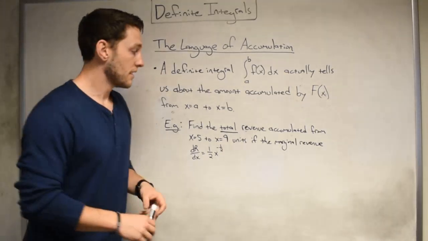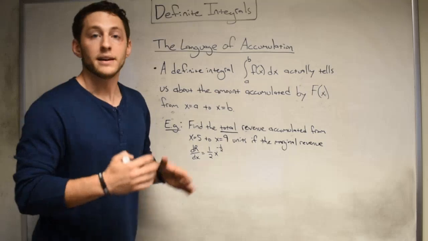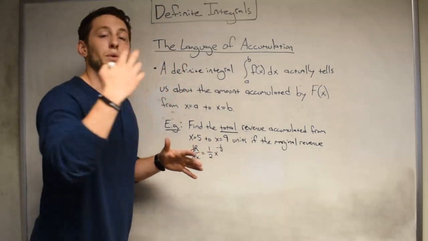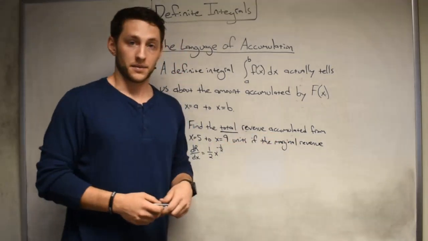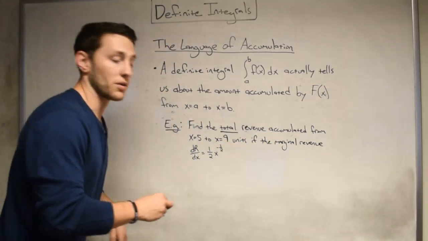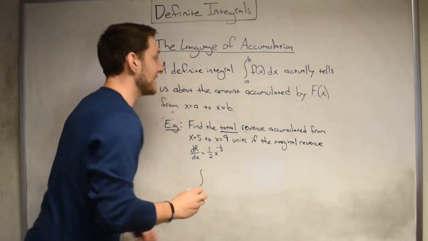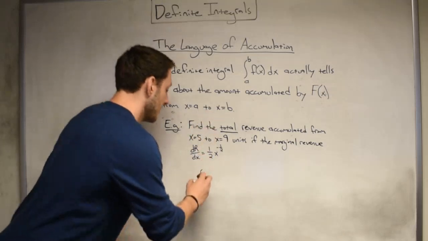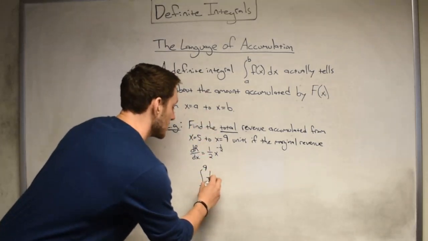Now key words. We're given a marginal and we're curious about a total. In order to go back up the ladder, we need to antiderive. Last but not least, accumulated. That tells me I need a definite integral. So the total amount accumulated, so total revenue accumulated, will be given by the integral, kind of as above, from 5 to 9 of my marginal revenue.